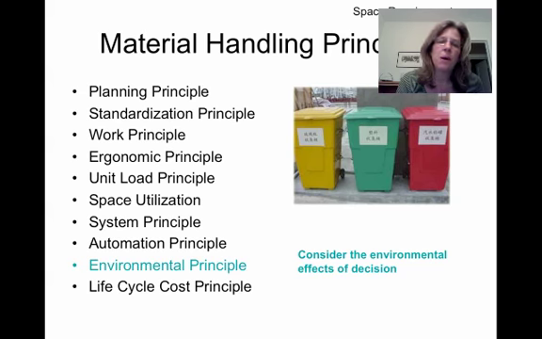Environmental principle: consider the environmental effect of your decisions. This looks at the triple bottom line principle. If you're using a lot of shrink wrap in your material handling system, you might want to consider that, because you're really creating a lot of plastic waste, and that might not be the best way to do things.